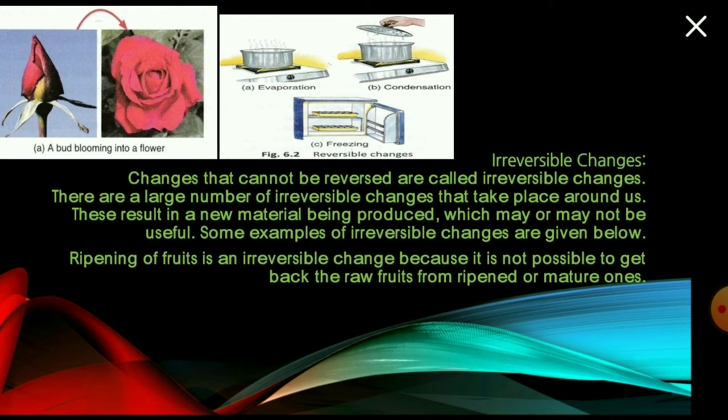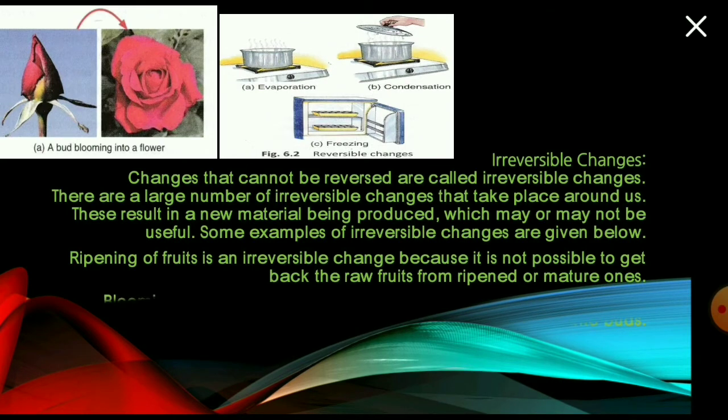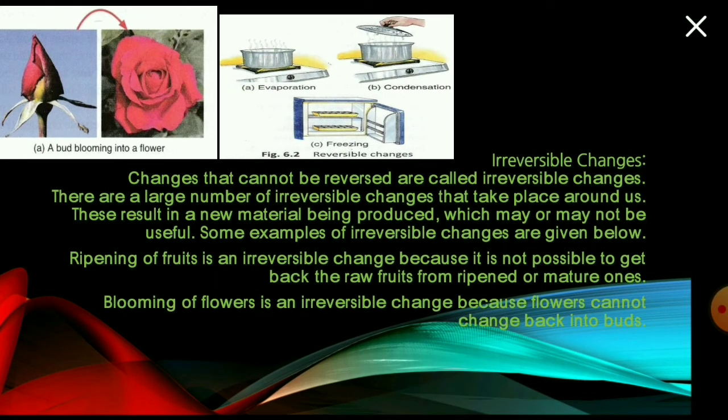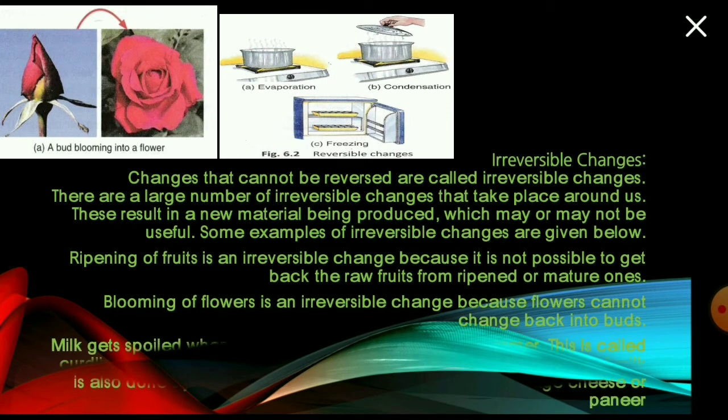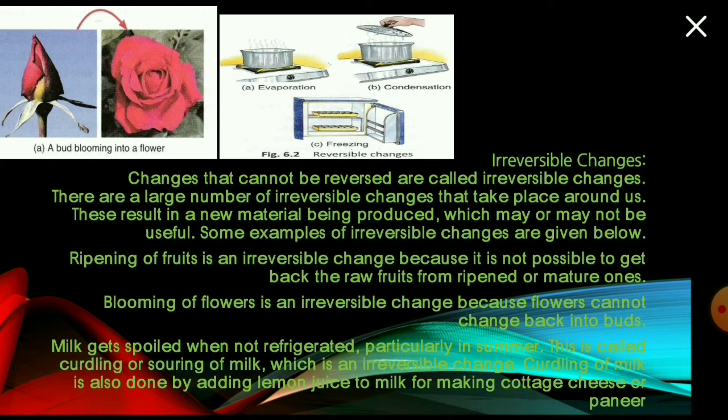The ripening of fruits is an irreversible change because it is not possible to get back the fruit from the ripened or mature one. Blooming of flowers is an irreversible change because flowers cannot be changed back into buds. And milk gets spoiled when not refrigerated, particularly in summer. This is called curdling or souring of milk, which is an irreversible change. Curdling is also done by adding lemon juice to milk for making cottage cheese or paneer.